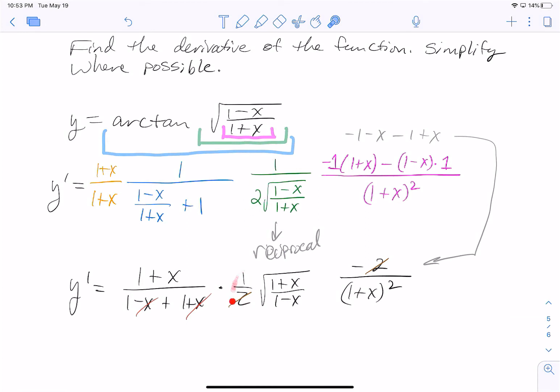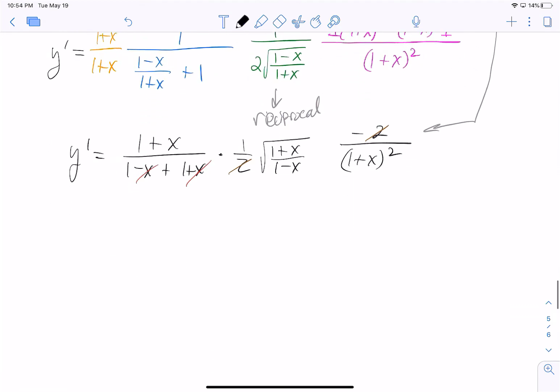1 over 2, 1/2. The reciprocal of the square root, because it's a fraction in a denominator, we end up with the square root of (1 plus x over 1 minus x). Here for the quotient rule portion, the numerator simplifies to negative 1 minus x minus 1 plus x after we distribute the negative. Here, the x's again subtract out. We have a negative 2 numerator, and then these 2's divide out. Now, let's keep going from that point.